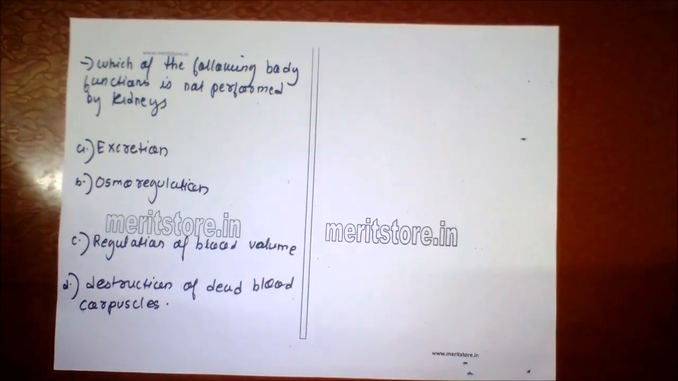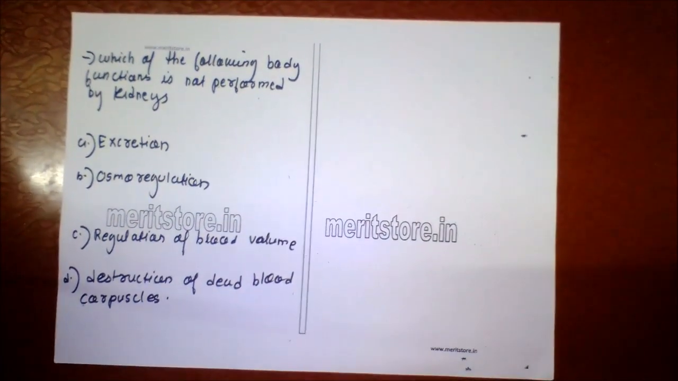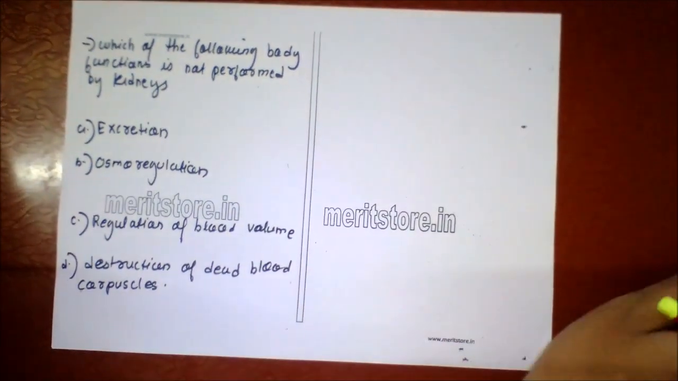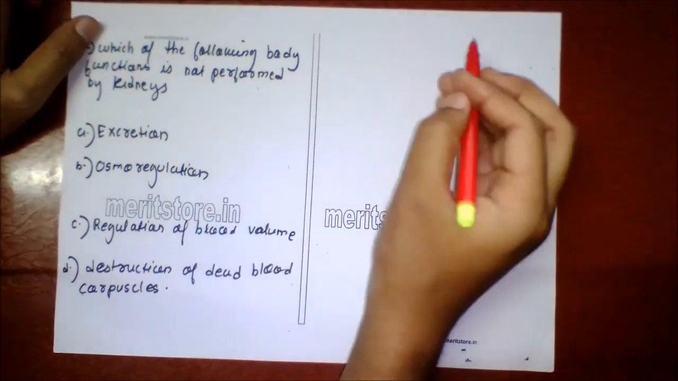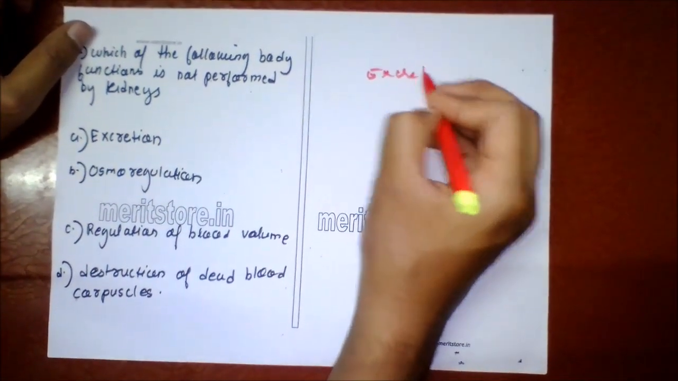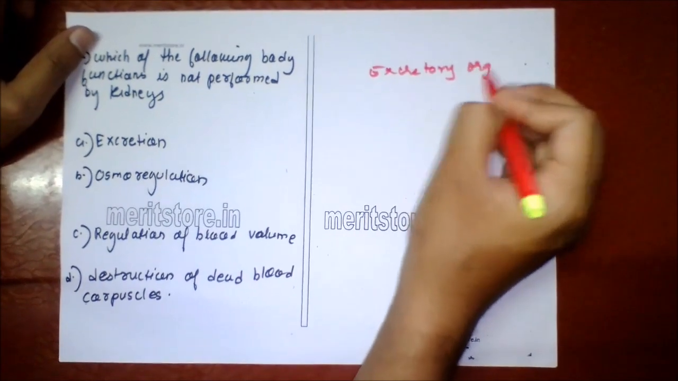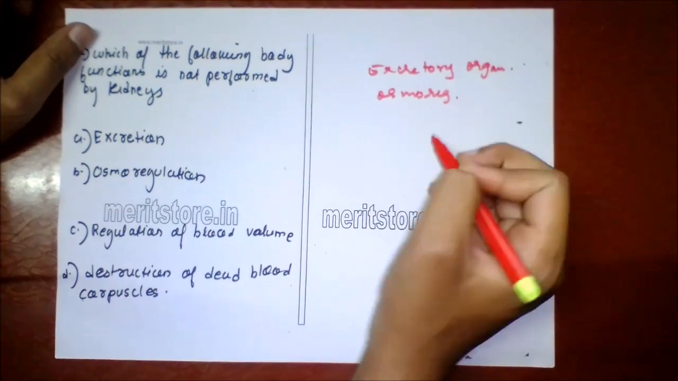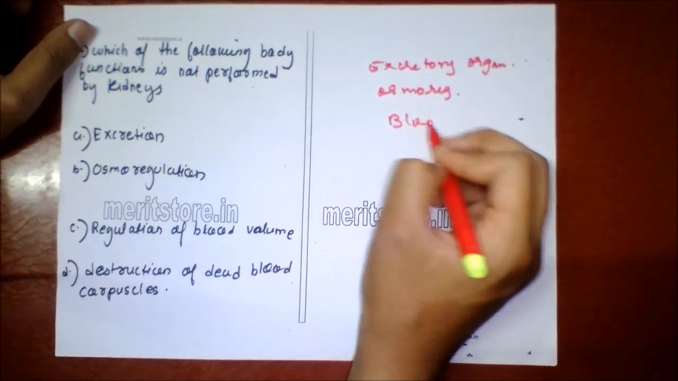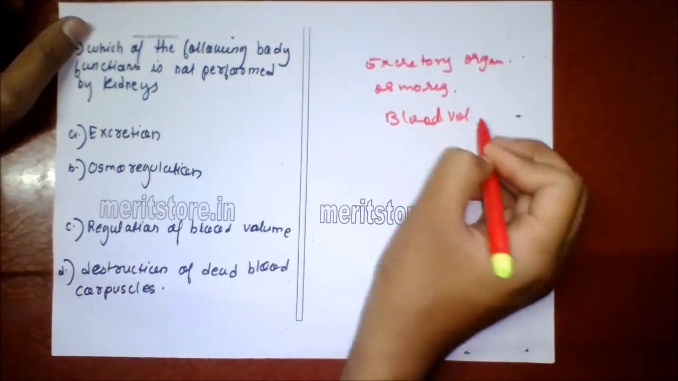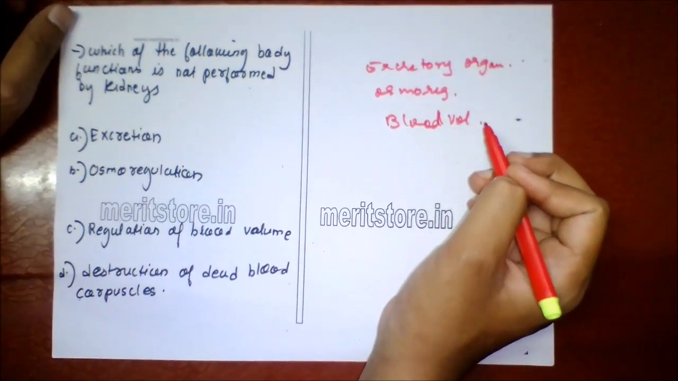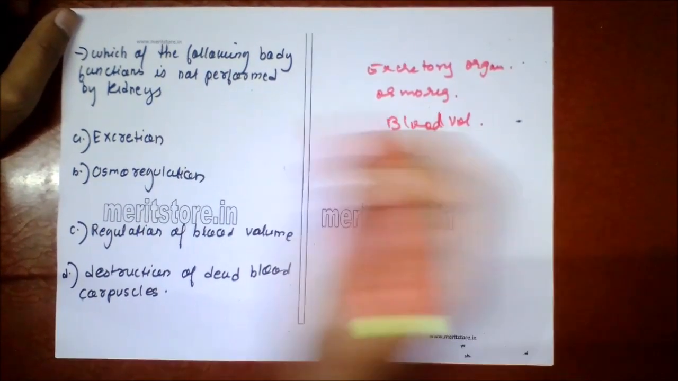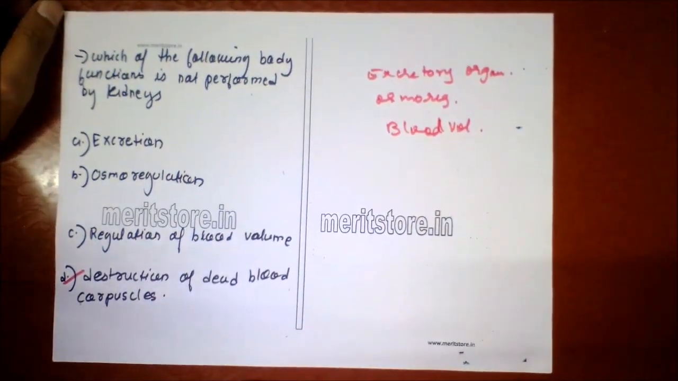Which of the following body functions is not performed by the kidney? A. Excretion, B. Osmoregulation, C. Regulation of blood volume, D. Destruction of dead blood corpuscles. So the kidney is an excretory organ performing osmoregulation, regulation of blood volume, and along with excretion of nitrogenous waste, but it is never associated with phagocytosis. So option D is the correct answer.